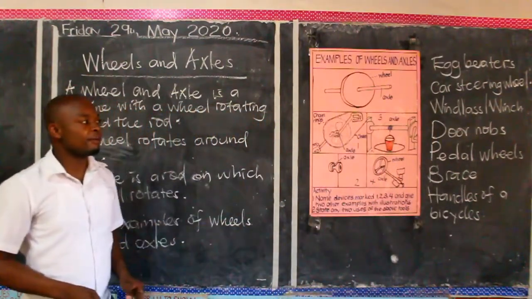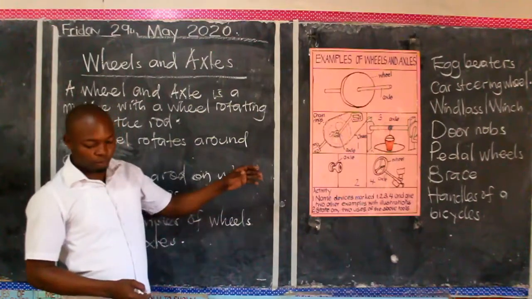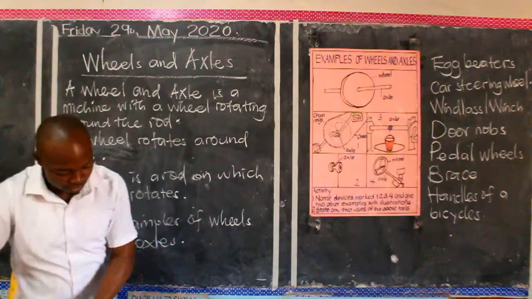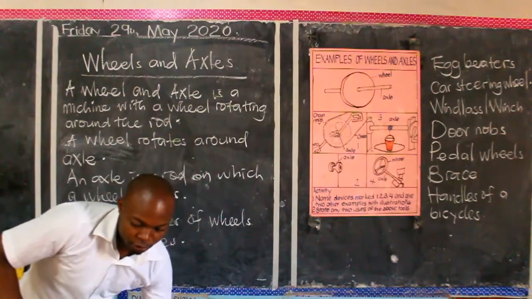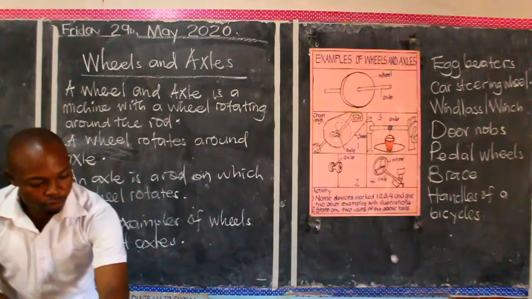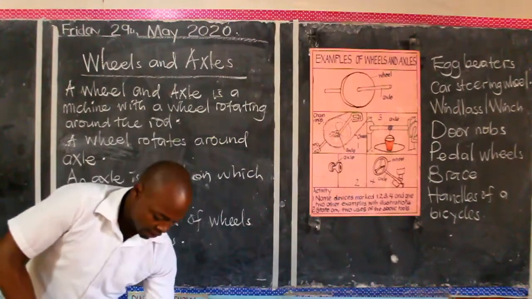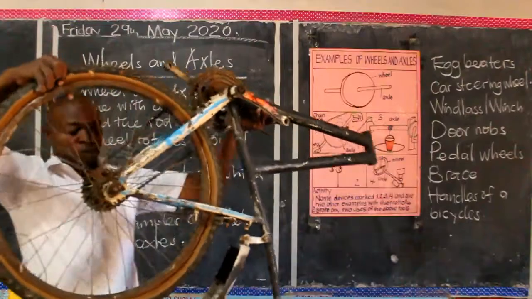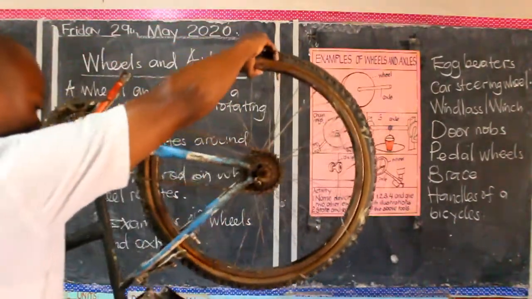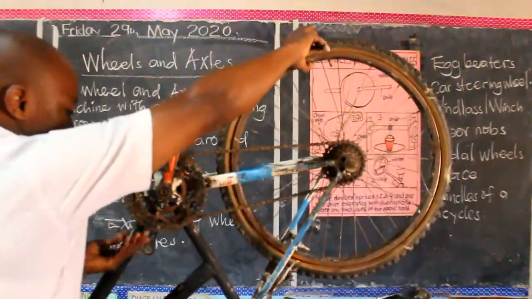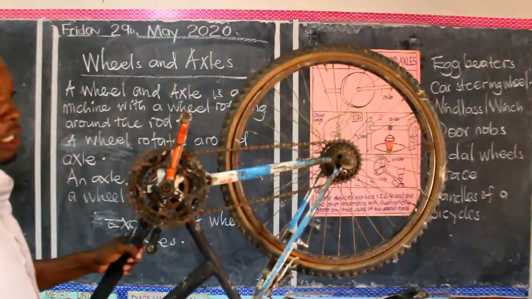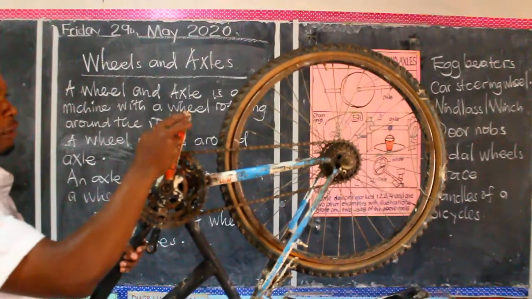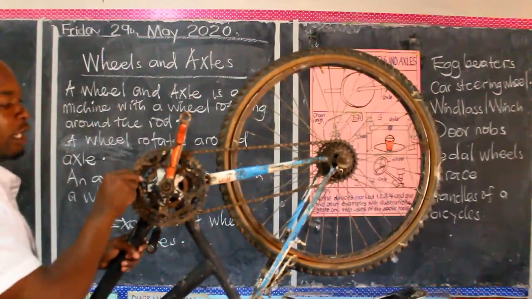Mention them among others. So, in brief, there's something I want you to see. When I talk of a bicycle, hoping you can see, a bicycle is a pedaling wheel. This one here.